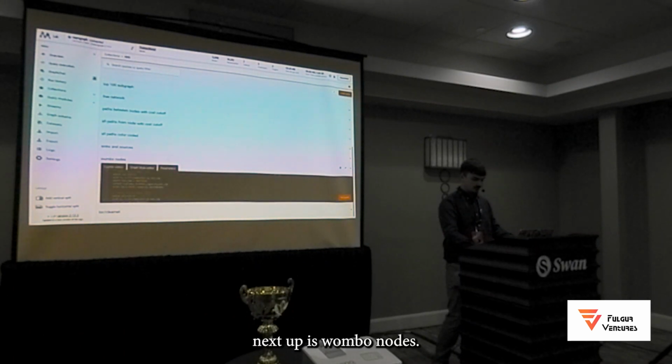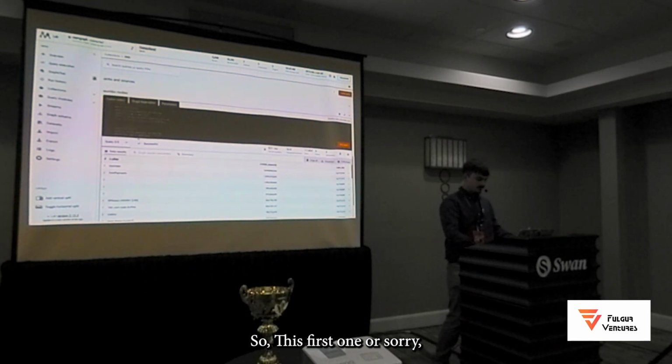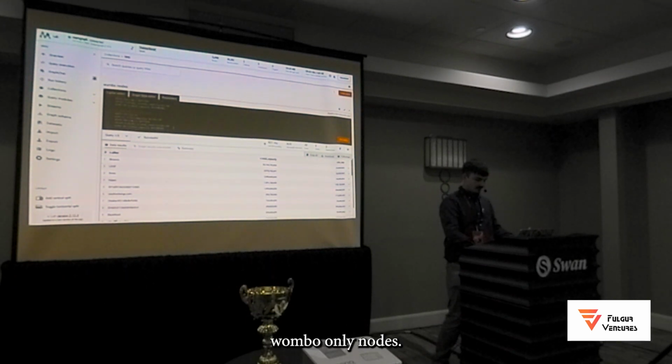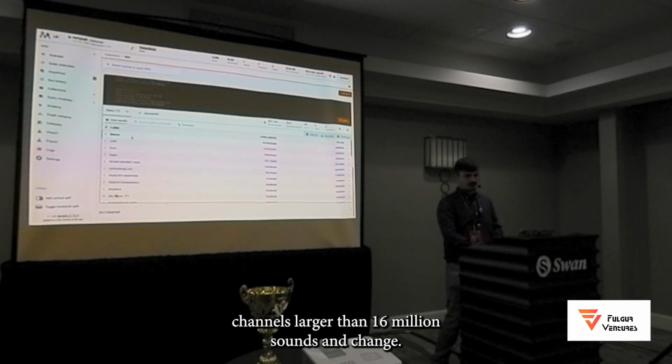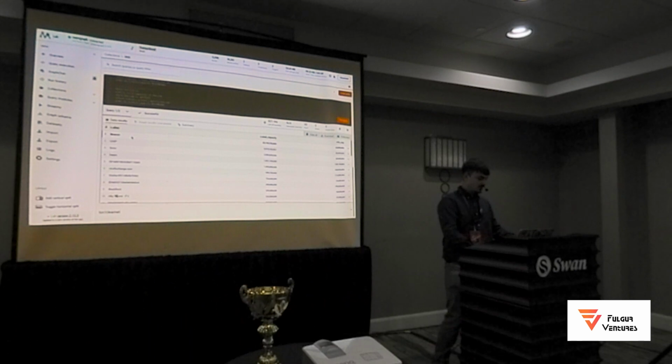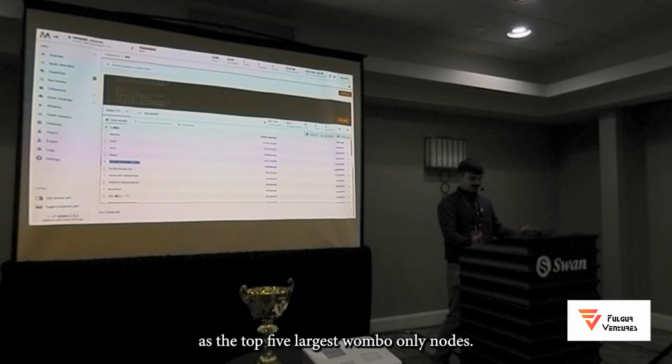Next up is Wumbo nodes. So this first query is Wumbo only nodes. That would be nodes that only allow channels larger than 16 million sats and change. That's Binance, Loop, Snow, Kappa, and this node as the top 5 largest Wumbo only nodes.